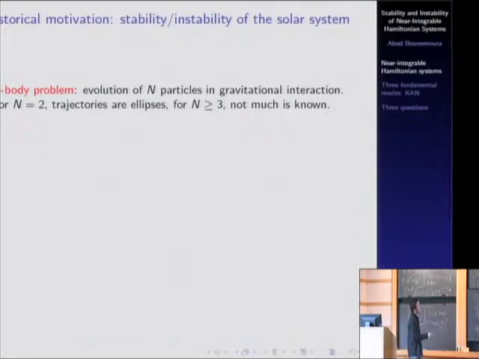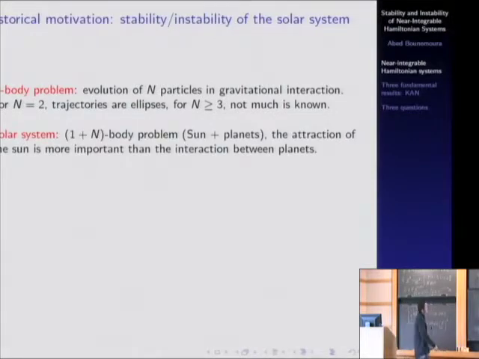But for n equals 3, not much is known, in fact, about the solutions. Very little is known. For n equals 4, 5, it grows and grows, and it's very difficult. So a particular type of n-body problem we can consider is the planetary system or the solar system. In this case, it's a 1 plus n-body problem.